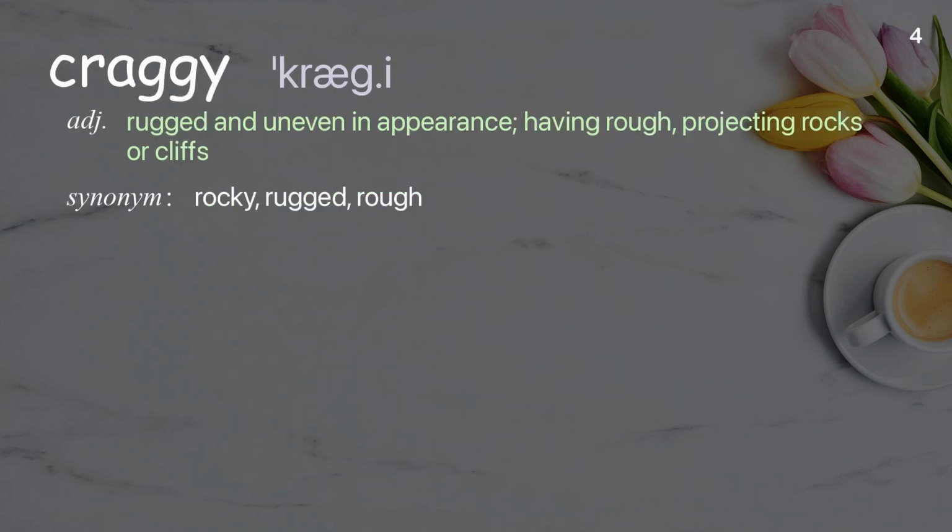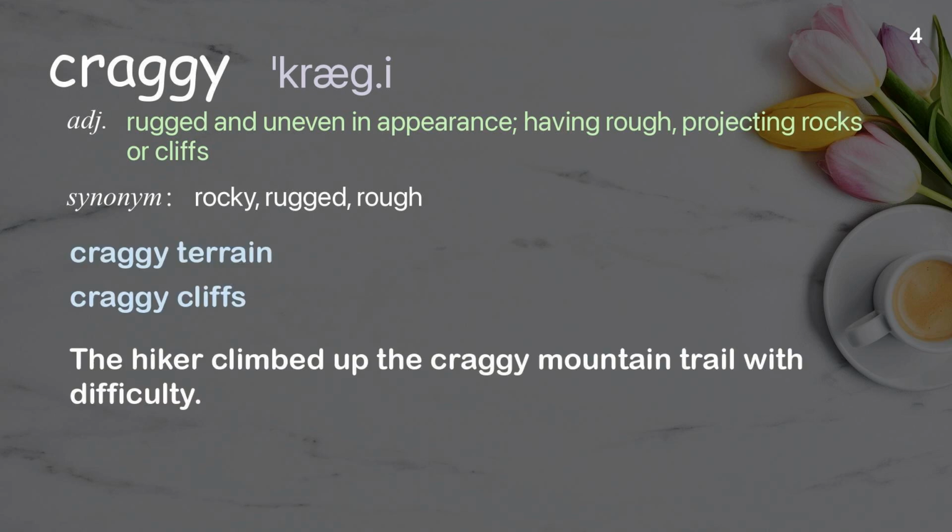Craggy. Rugged and uneven in appearance, having rough, projecting rocks or cliffs. Examples. Craggy terrain. Craggy cliffs. The hiker climbed up the craggy mountain trail with difficulty.